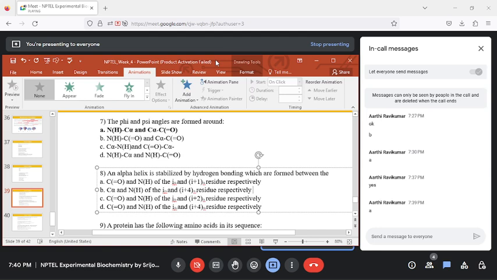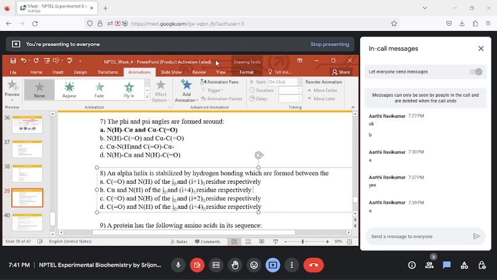So this was also one of the characteristics of your alpha helix, that the hydrogen bonding is formed between your carboxylic oxygen and the hydrogen of your amino group. So that is correct. So C alpha and N, so B is in any case eliminated from the race. Now the other options say CO and NH of your ith and I plus 1, ith and I plus 2, and I and I plus 4.